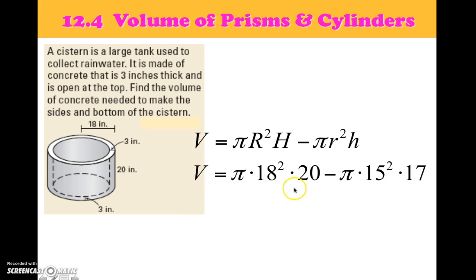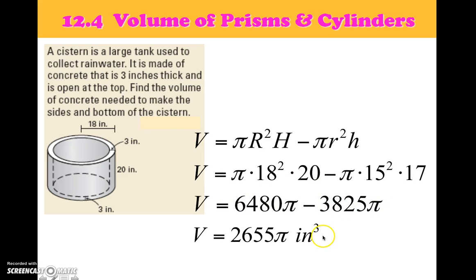So it's just another problem. Once we get all those numbers and plug them in, we can then chug away on our calculator. 6,480 pi minus 3,825 pi. Those we can combine to get a grand total of 2,655 pi cubic inches. All right, hope you enjoyed learning about the volume of prisms and cylinders.